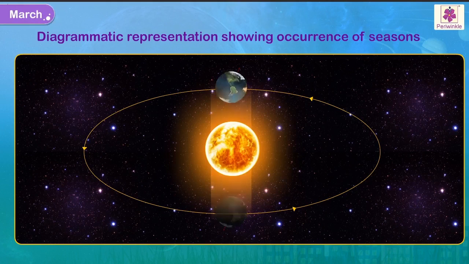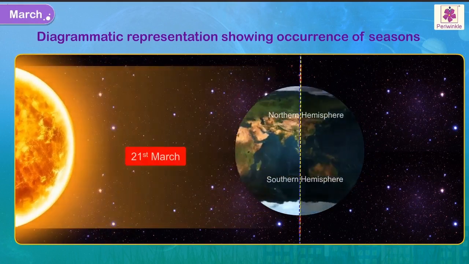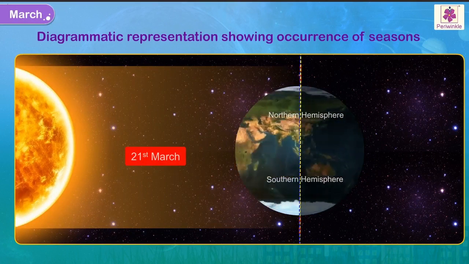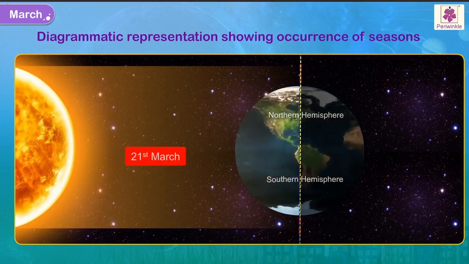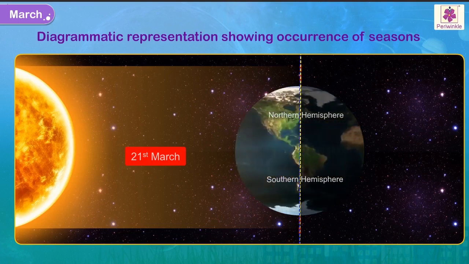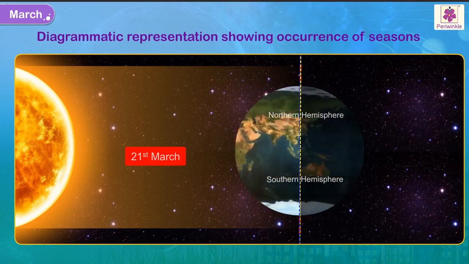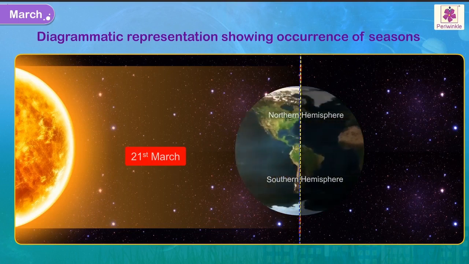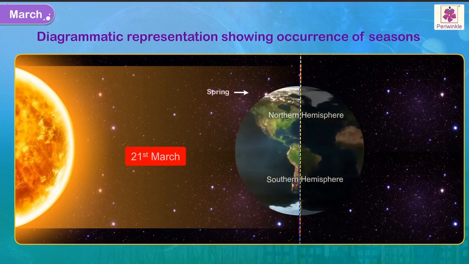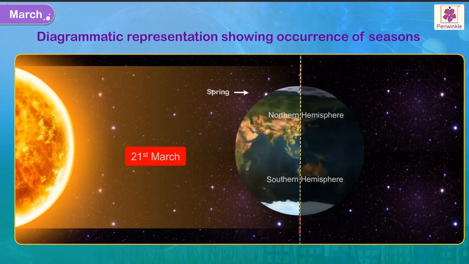March. Both the northern as well as southern hemispheres receive equal amounts of the Sun's light and warmth around this time. Thus, the northern hemisphere experiences the spring season while the southern hemisphere experiences autumn.